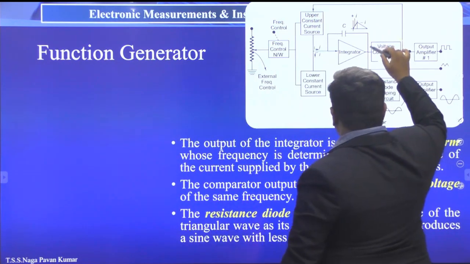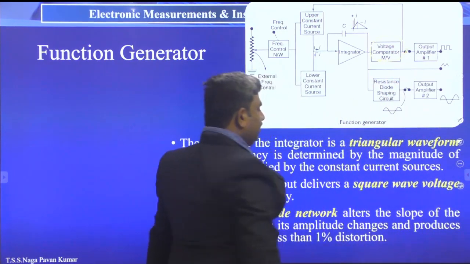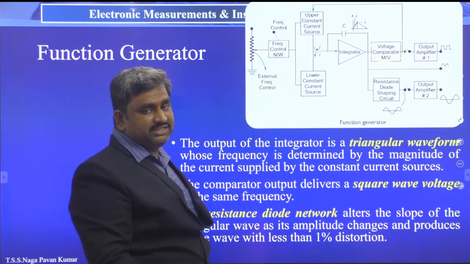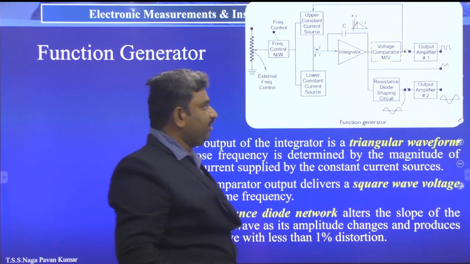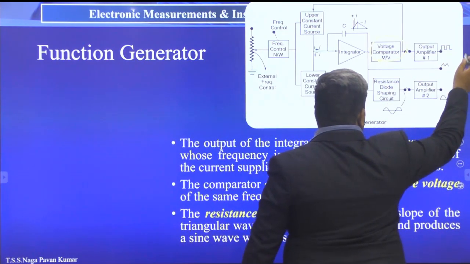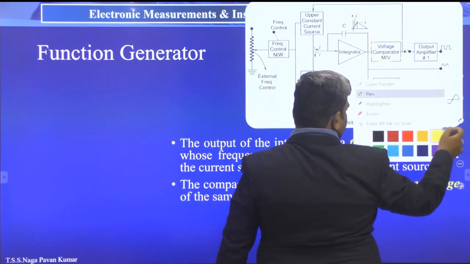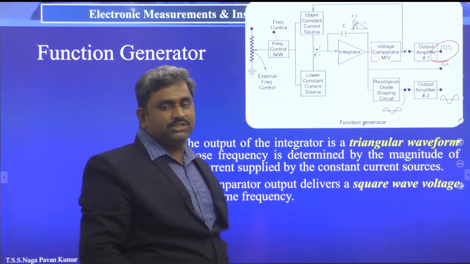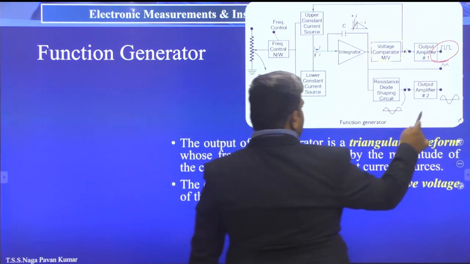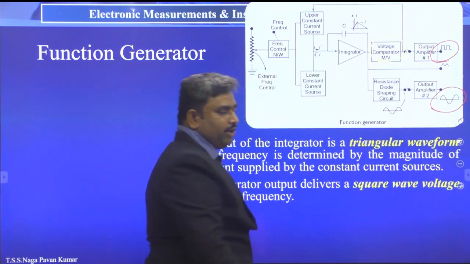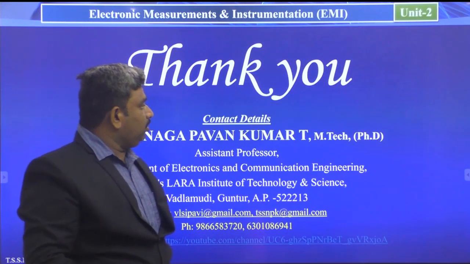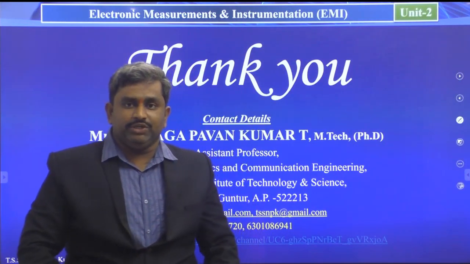Here the voltage comparator detects this triangular wave and delivers the same output with different frequencies in the square wave shape. The resistance diode network converts this triangular wave into the sinusoidal waveform. Okay, right. So this is about the function generator.